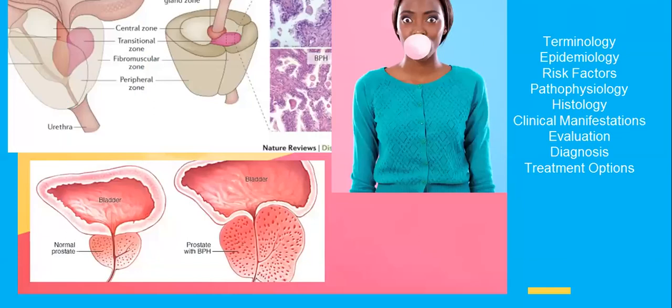Okay, so we're talking about BPE today, pathophysiology and medical management. So the overview of the lecture, we're going to discuss the terminology, epidemiology, risk factors, pathophysiology, touch on histology, clinical manifestations, briefly go through the evaluation, diagnosis, and then the treatment options.